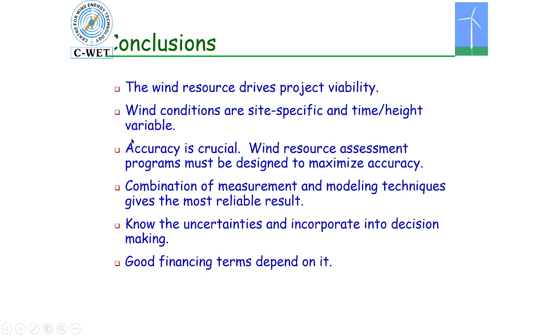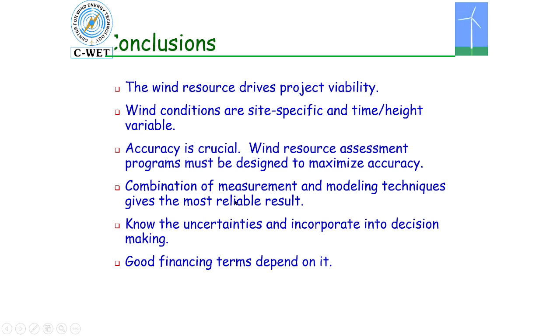Accuracy is crucial because if a wind speed of 6.35 at a hub height of 100 meters is changed from 6.35 to 7.11, a small shift, less than 1 meter per second, can give you 50% more generation. Do you get that? That's why accuracy of wind siting is crucial. Wind resource assessment is very crucial. The program must be designed to maximize accuracy.